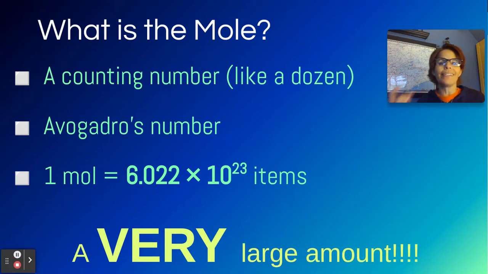So 12 is how many items there are in a dozen. Avogadro's number is how many items there are in a mole. Usually, when we say items, we're going to be talking about atoms and molecules. There's not very many other things in the universe that we would want to talk about a mole of because it's such an incredibly large number.